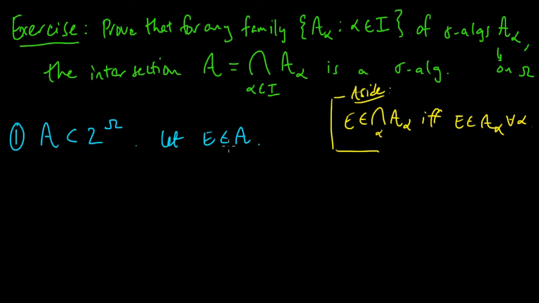And so E is in the intersection. That implies E is in A, that's the intersection. That implies that it's in each of these. And if E is in any one of them, then it's a subset of omega, and so it's an element of the power set.